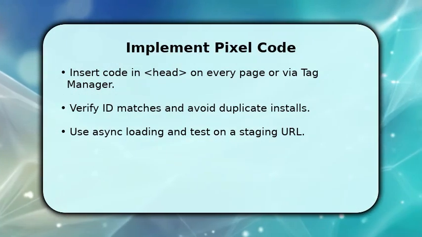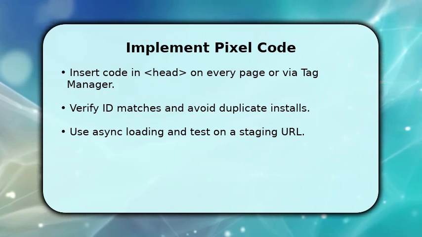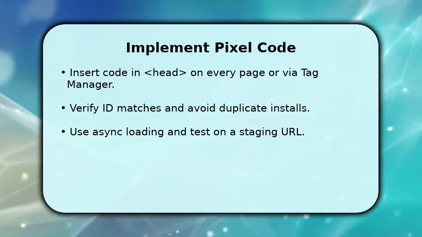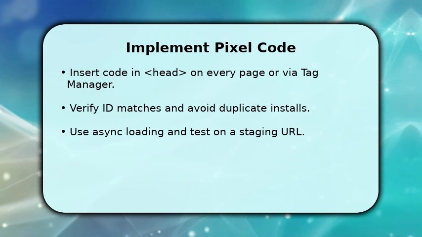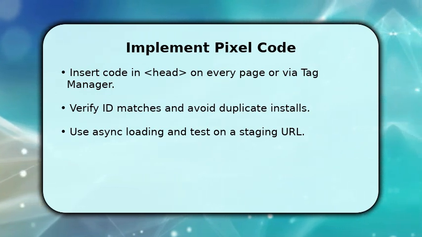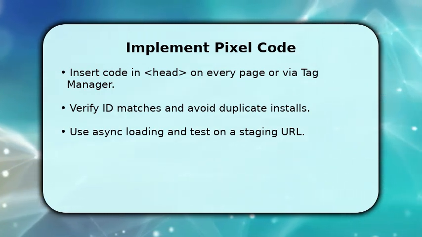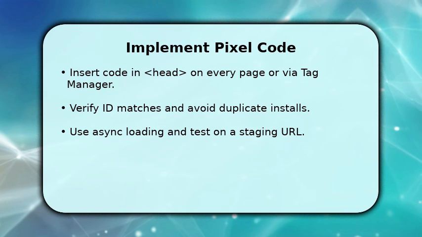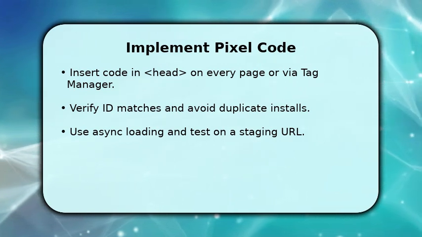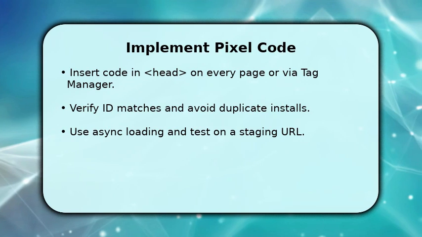You will now add the Pixel snippet to the site. If using Tag Manager, create a custom HTML tag and trigger on all pages. If direct, paste the snippet immediately before /head on each template. Make sure the Pixel ID in the code exactly matches the one from your account to avoid data gaps.